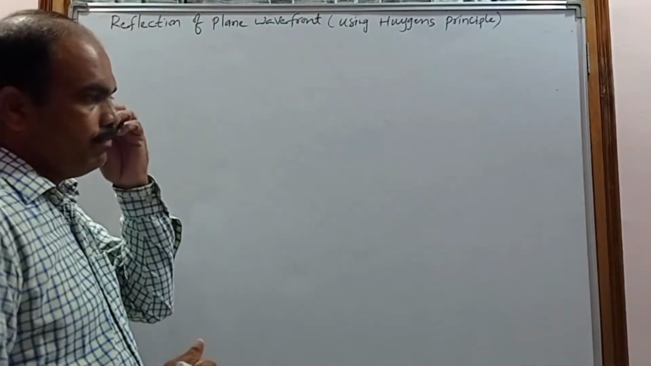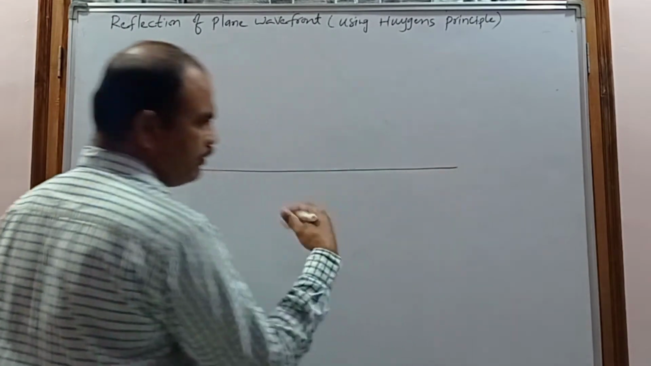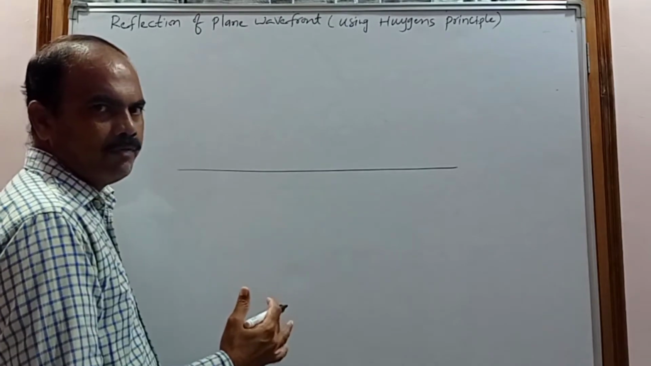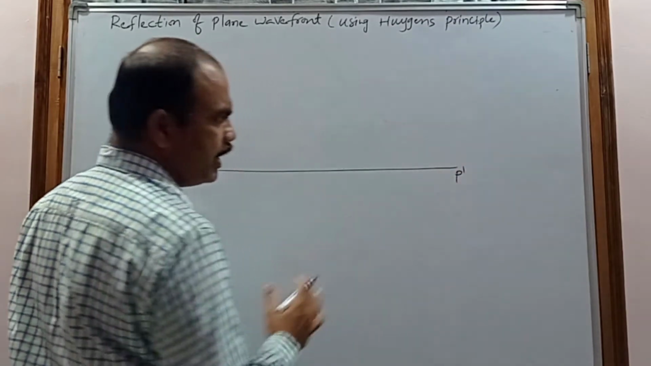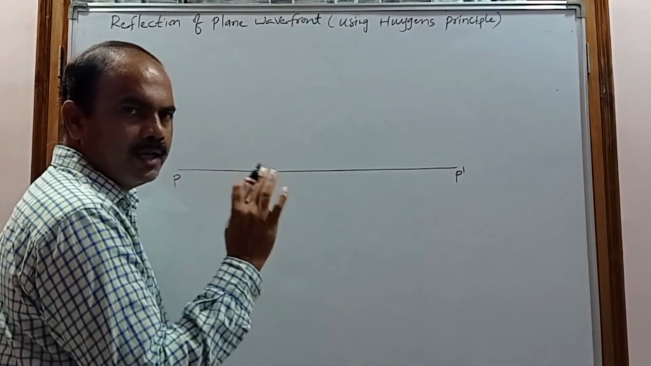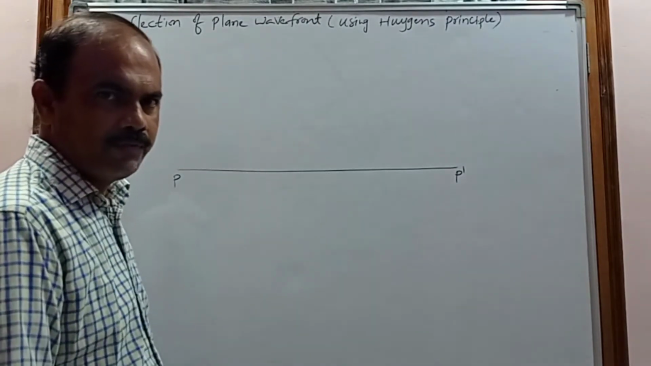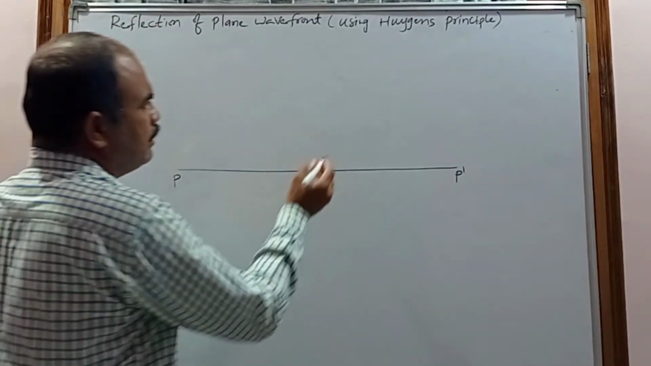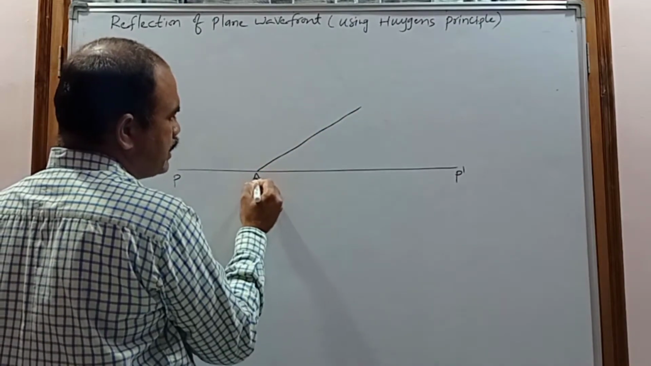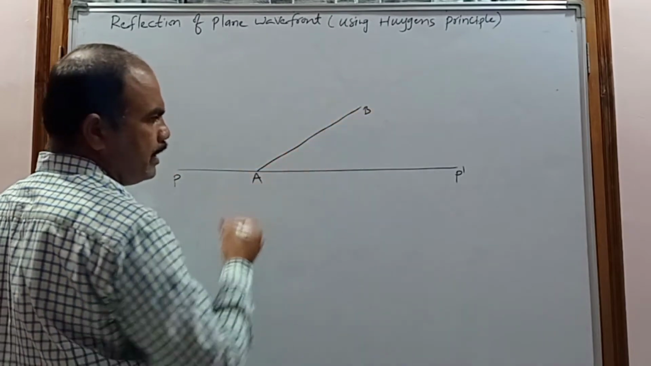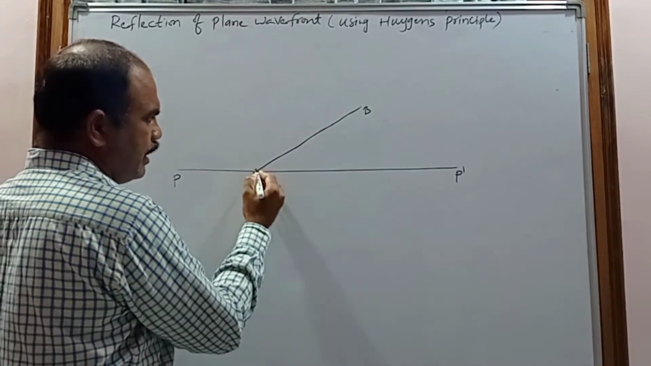For the reflection of a plane wavefront, consider this surface. This is a surface or a mirror from which the plane wavefront is going to reflect. This is P dash, the reflecting surface or mirror. Now consider this plane wavefront, and let its name be AB. AB is a plane wavefront which is going to be incident on the plane surface at point A.